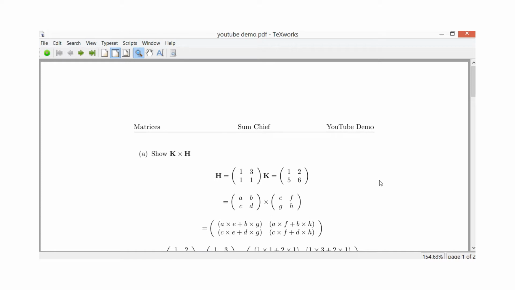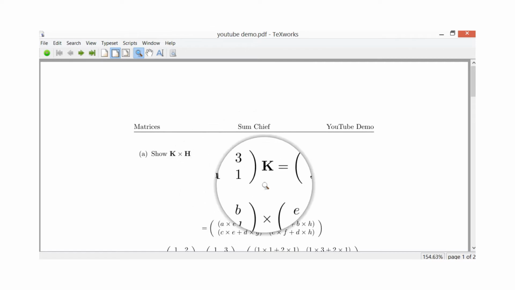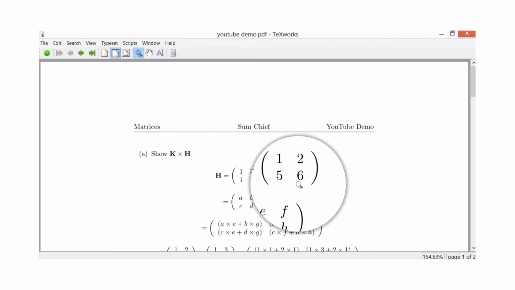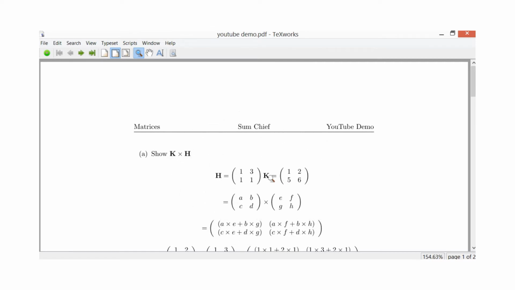Today we're looking at matrices, and in particular multiplying matrices and finding the determinant of those matrices. We've got two matrices, K and H, which I've assigned as follows. Here are matrix K and matrix H, and we're going to multiply the two together.